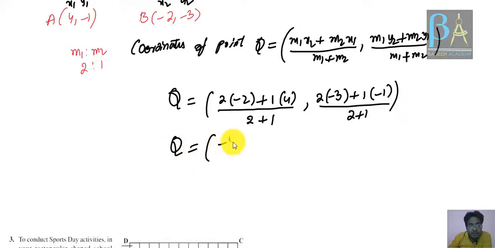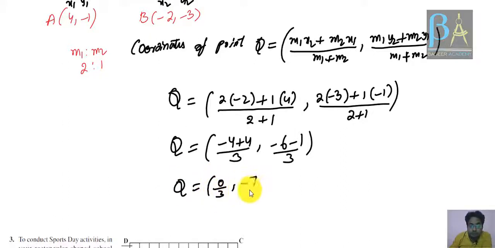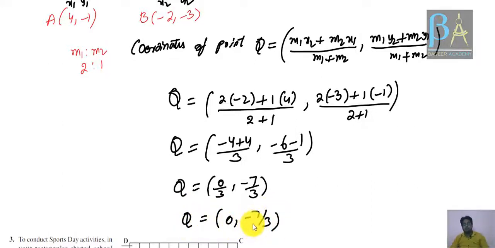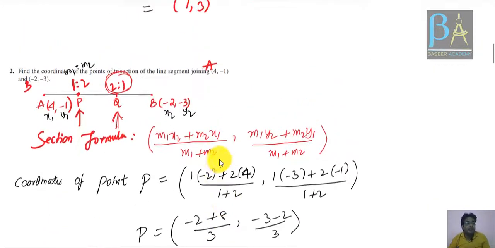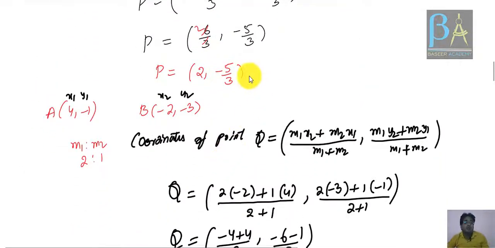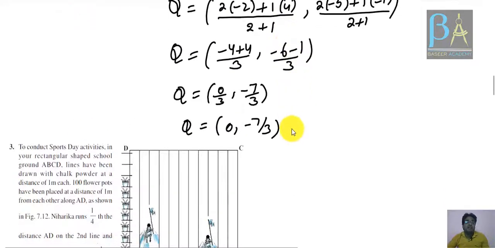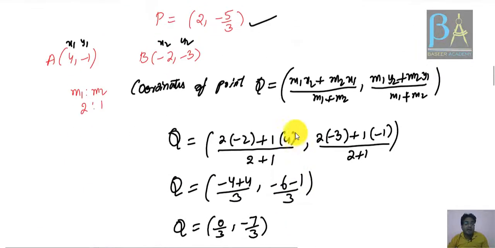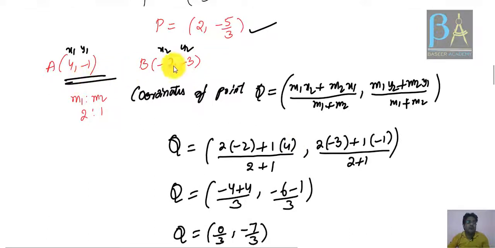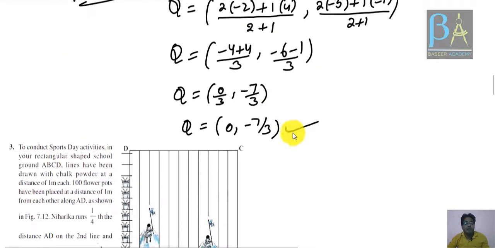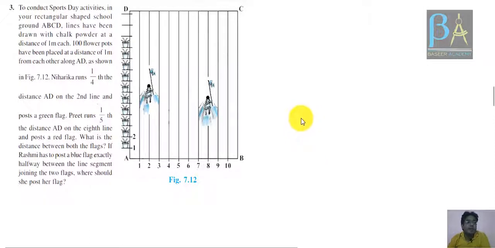Now let us simplify it. So now we can say that the points of trisection are (2, -5/3) and (0, -7/3). I merely substituted the values in the section formula. Let's move on to question number 3 now.